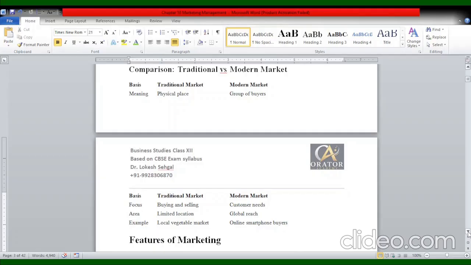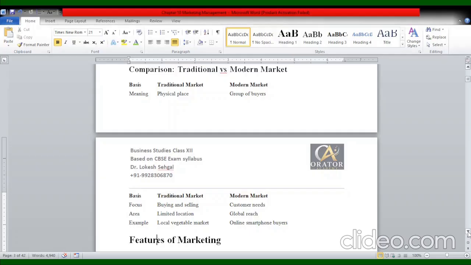Second, it is focus. Traditional market is focused on buying and selling only, but modern market focuses on the customer need. The product is customized as per the need of the customer. Product is customized as per the specification of the customer. So this is how you market your product. Area, limited locations. You can reach your nearby shop, right? You can reach a nearby vendor. You can reach the nearby vegetable market.